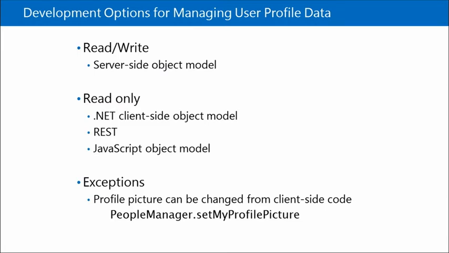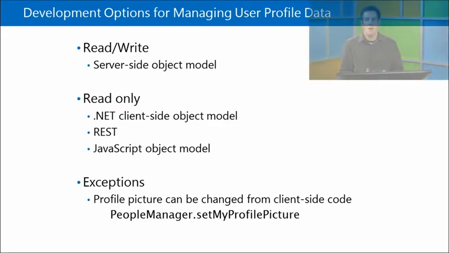So on the server-side object model, the full trust object model as you would have it, you get full read-write access to user profile data. Yep. On the client side, .NET, REST, or JavaScript, you have read-only access to the user profile data. Right. Now this is very helpful to have read access to the user profile data, and it can enrich your apps. On top of the read-only access to the user profile data, you also have the ability to set the profile picture. Yep. Yeah, and the nice part about this, because you might be looking at this and going, well, how come we don't have write access?